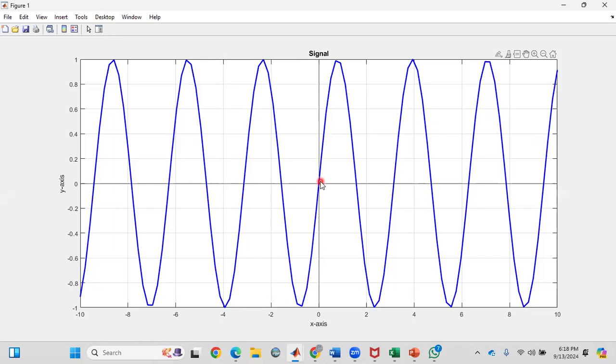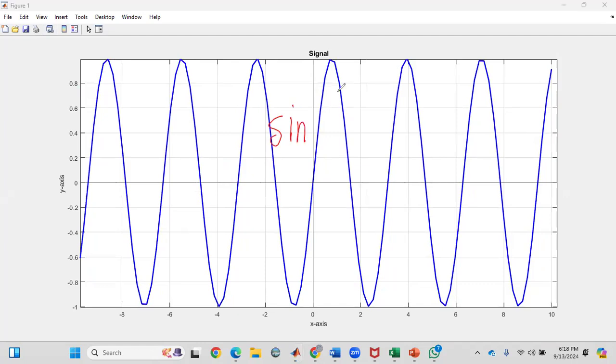So you compress the signal, and this will happen when B is more than 1. Because remember, right now, this is sine of 2x.